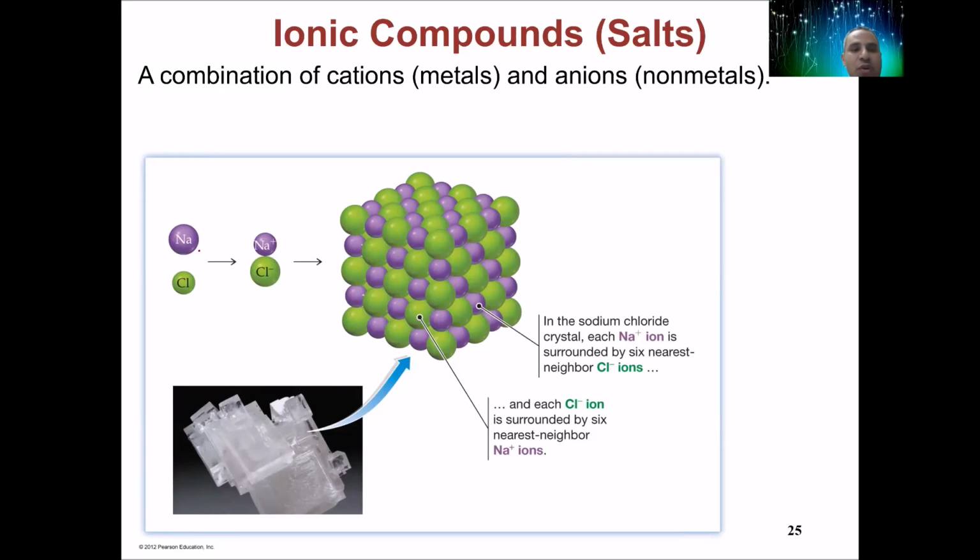As we said, when you combine a metal like sodium with a non-metal like chlorine, the metal is expected to lose an electron and become a positively charged cation, and the non-metal is going to gain an electron and become a negatively charged anion. The electrostatic attraction between the oppositely charged ions will hold them together in a crystalline structure that looks like this, an ordered arrangement of the positively charged ions surrounded by negatively charged ions.